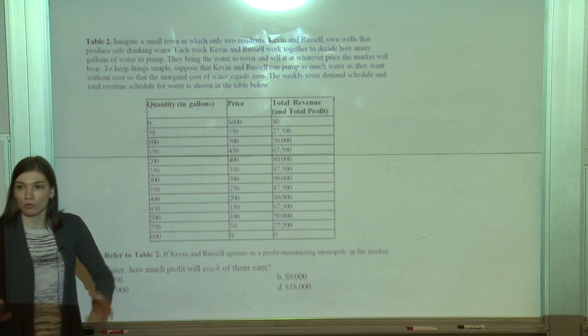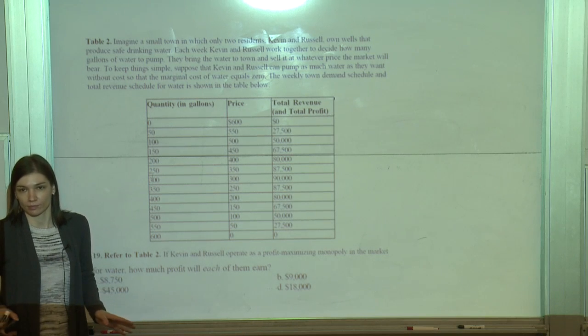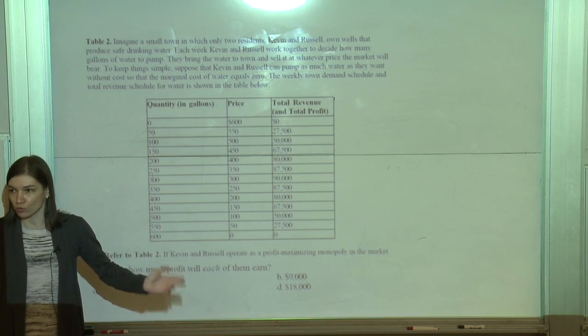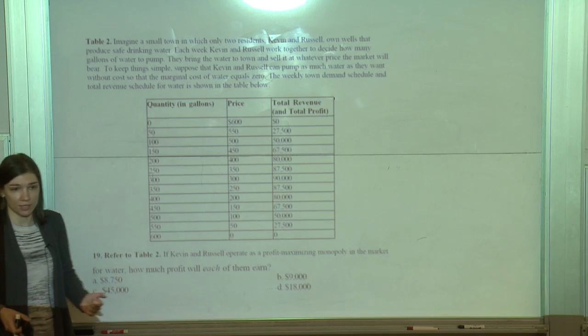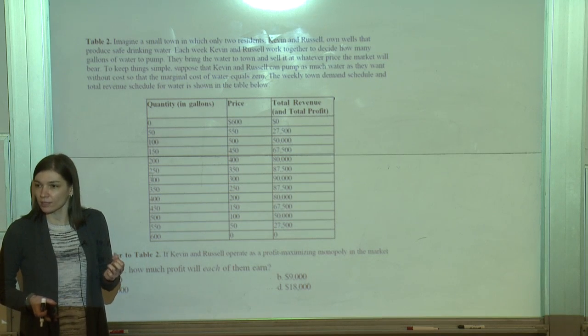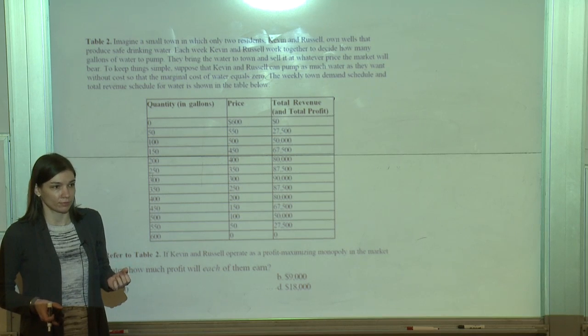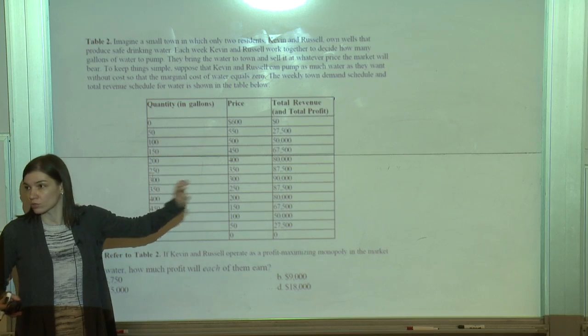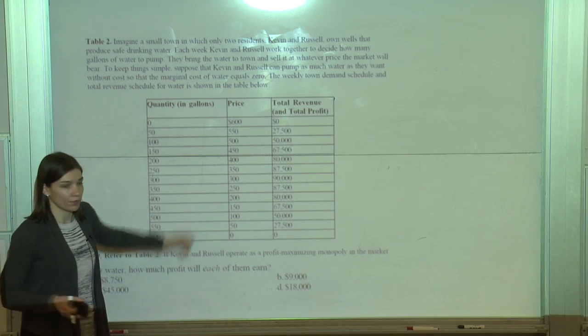Suppose they can pump as much water as they want and it costs them nothing. So marginal, total, fixed, all costs are 0. There's no cost for them to pump water and sell it. So whatever revenue they get is going to be their profit as well, because profit is total revenue minus total cost. If there's no cost, then total revenue is profit.